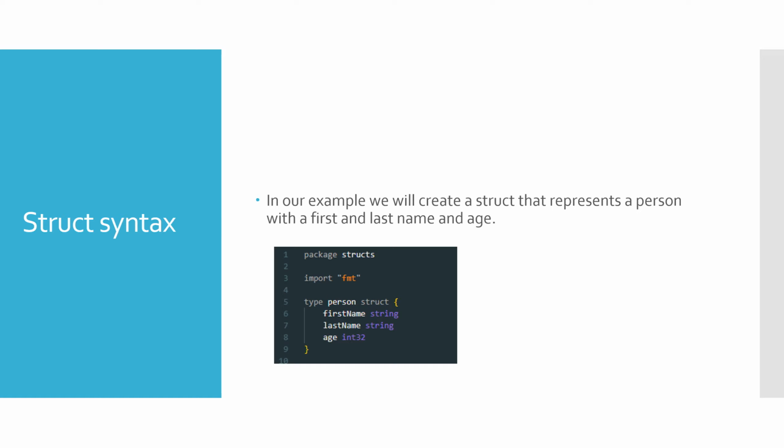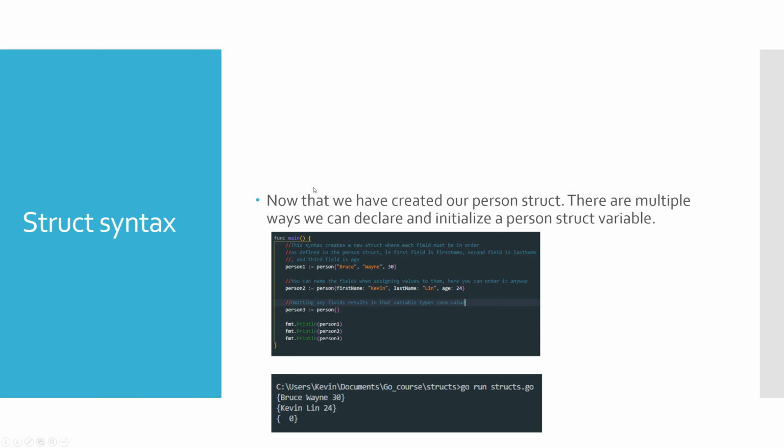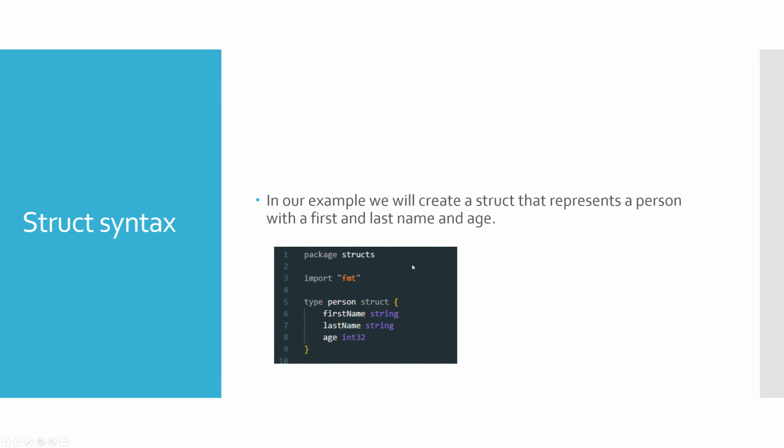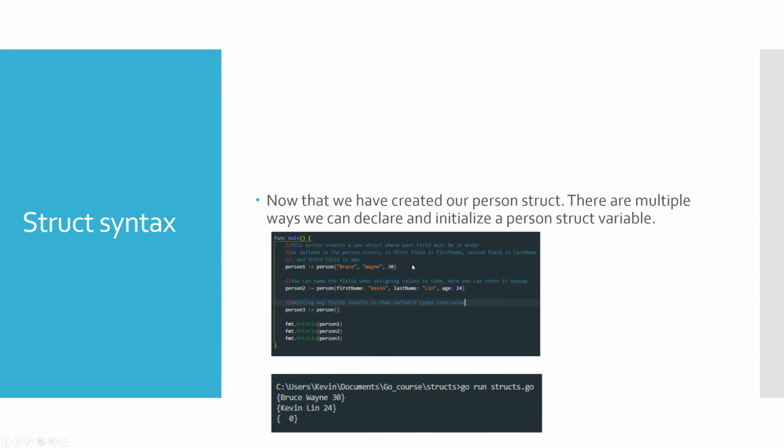And don't worry, we're going to write all of this in code after we go through all the PowerPoint slides. Now that we defined our person struct right here, how can we declare and initialize a person struct variable in our code? And here in these examples, I've put down 3 ways we can do that.